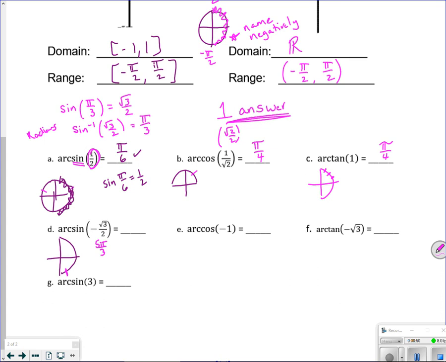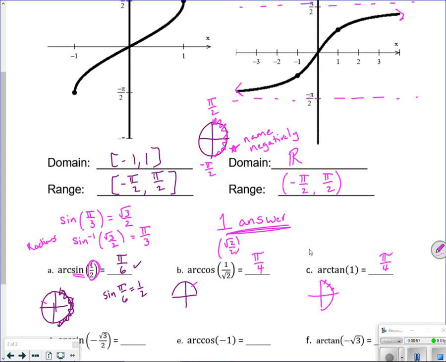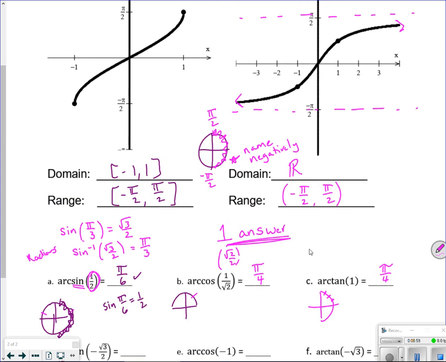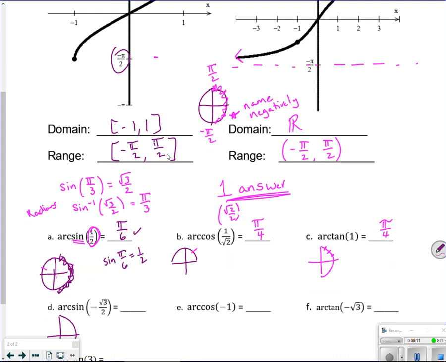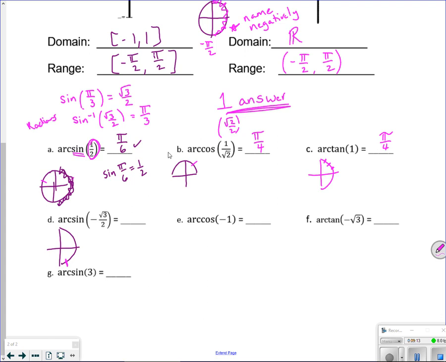Yes. But arc sine is only defined, and this is where the graphs come into play, notice the values I have are only between negative pi over 2 and pi over 2. So that means I have to name an answer between negative pi over 2 and pi over 2. So instead of calling it 5 pi over 3, I'm going to call it negative pi over 3. And that's true for arc sine and arc tangent.